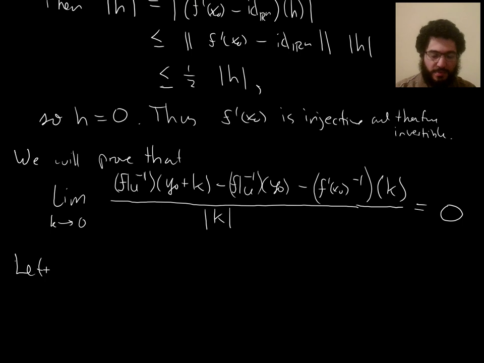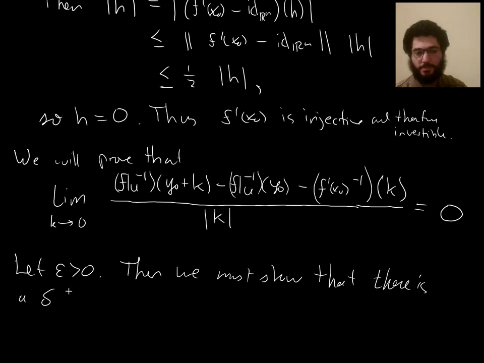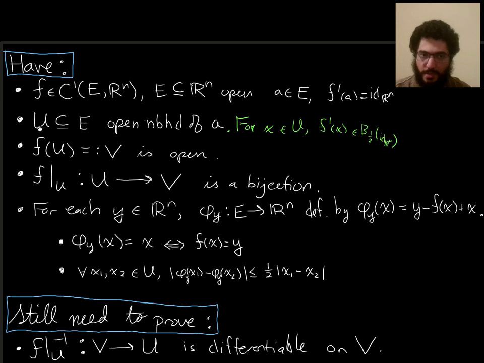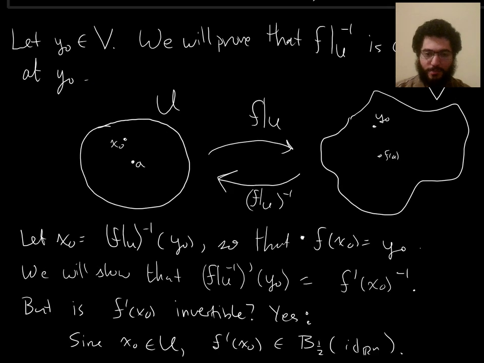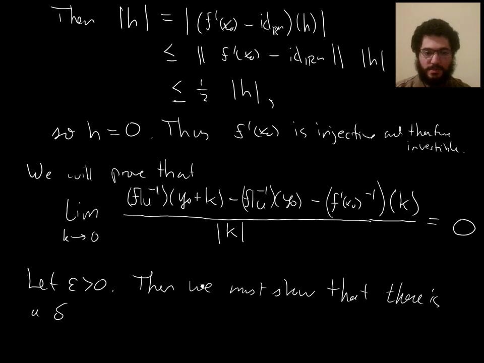Okay, so let epsilon be greater than 0. Then we must show that there is a delta. To make the notation look pretty, I'm just going to call this delta, even though there was a delta before. Very early on, when we were choosing U, we made U be a delta ball centered at a. Forget that delta. I would like to use delta for a different purpose now: trying to prove that this limit equals 0.